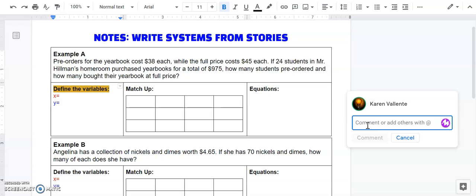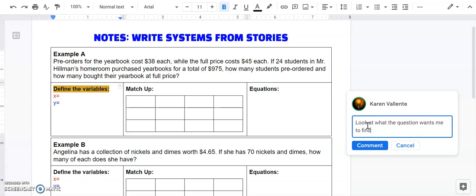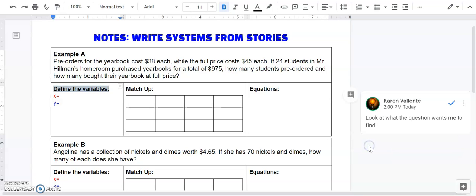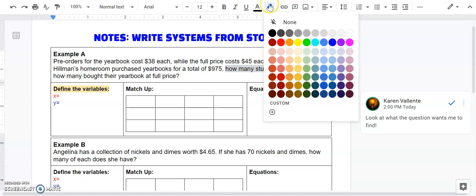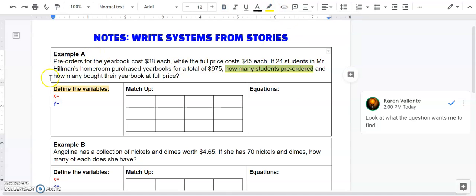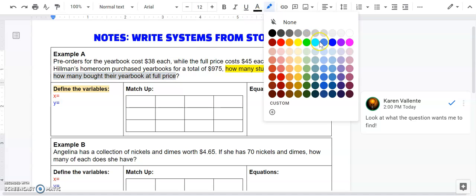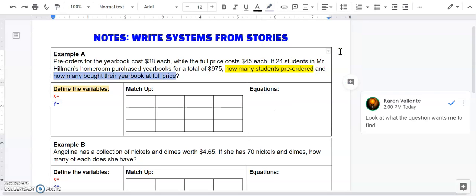When we define the variables, look at what the question wants you to find. Whatever it's asking you to find, determine, or calculate, that is what you don't know, right? So that's your variable right now. So when I come back up here, I read through, skimming, and then I see this: how many students pre-ordered? Well, who knows? Because that's what they're asking me to find. And then it says how many paid full price.